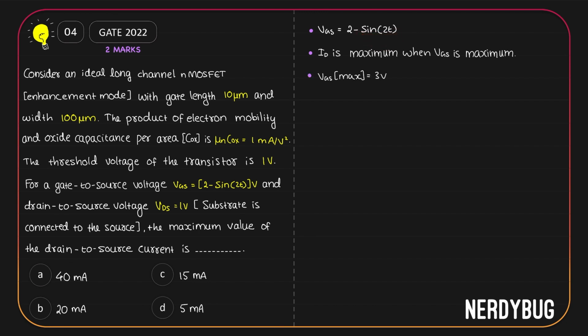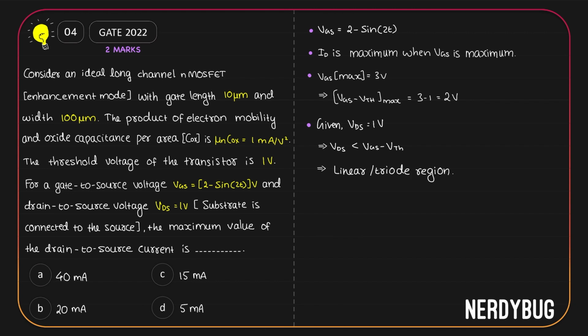In the question it is given threshold voltage is 1 volt. So since the maximum value of VGS is 3 volt, maximum value of VGS minus VTH will be 3 minus 1, or 2 volt. It is also given that VDS is 1 volt. So VDS is less than VGS minus VTH, which means the transistor is not operating in saturation region. Instead, it is in the triode or linear region.